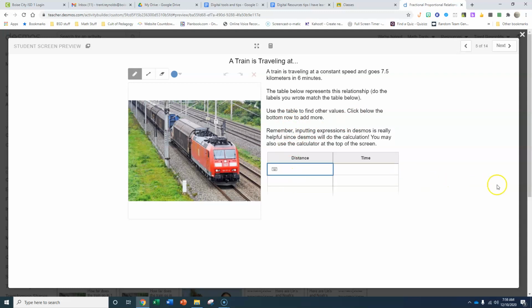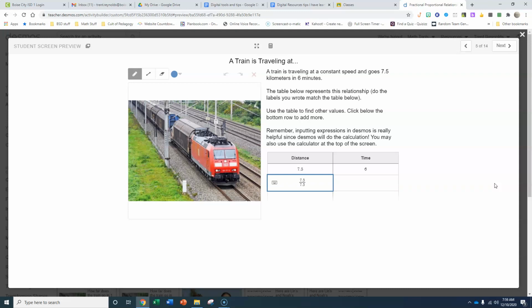So let's start with what we know. In this case, what we know is that 7.5 kilometers is 6 minutes. That's how far the train can travel. Okay? So if I added another row here, some rows are really, really nice. Like a 1 is a really nice row to have because that's my unit rate. So how do I get a 1 there? Well, I could get the 1 and I can let Desmos do the work.